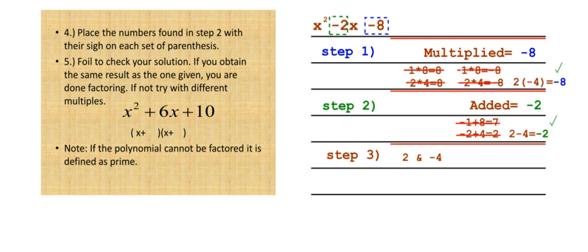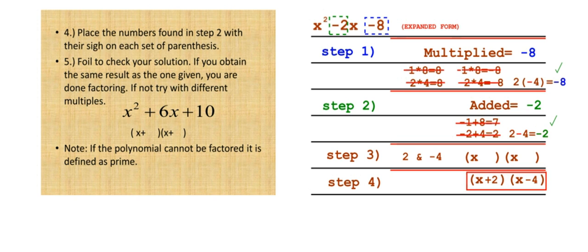So step 3, we found that 2 and negative 4 work, and we can plug them into our sets of parentheses. So 2 sets of parentheses with an x at the beginning of each. Step 4, substitute the numbers we found. The 2 is positive, so we put a positive 2, and the 4 is negative, so we put a negative 4. So x plus 2 times x minus 4 is the right combination. And that's our factored form. Notice at the top we have our expanded form, x squared minus 2x minus 8, and at the bottom we have our factored form.